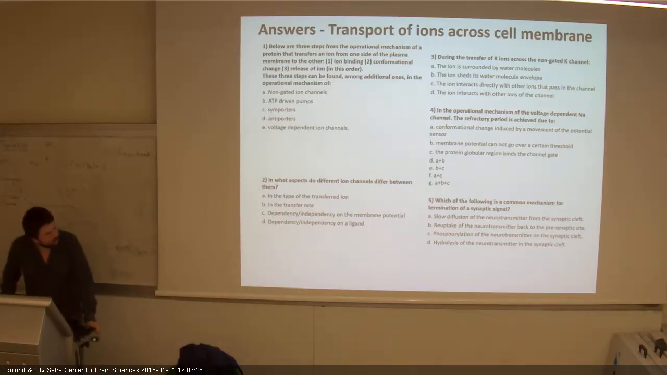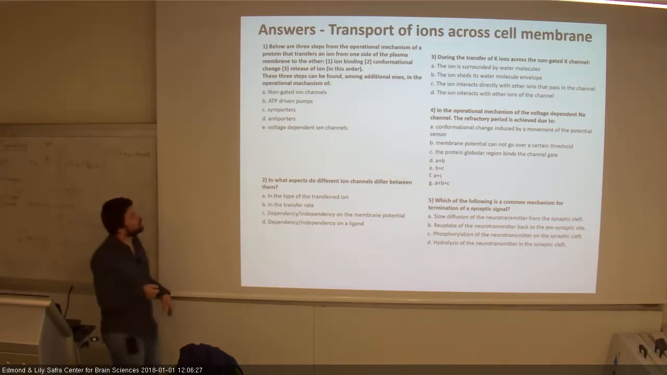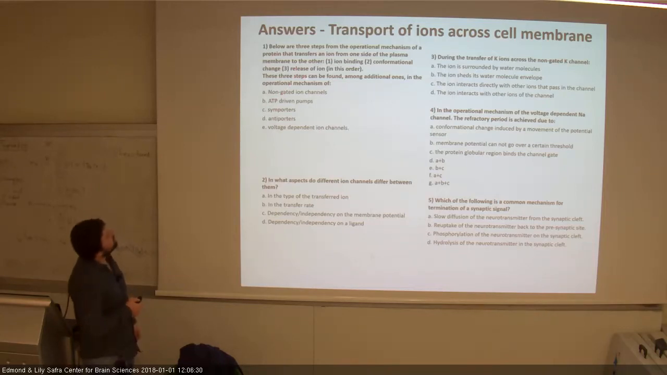Now I'm not sure that you remember because it was very long ago, but we'll go over the questions from the last chapter about transport of ions across the cell membranes. Before we continue, below are 3 steps from the operation mechanism of a protein that transfers an ion from one side of the plasma membrane to another. One is ion binding, conformational change, and release of ion, in this order. These 3 steps can be found among additional ones in the operational mechanism of what?